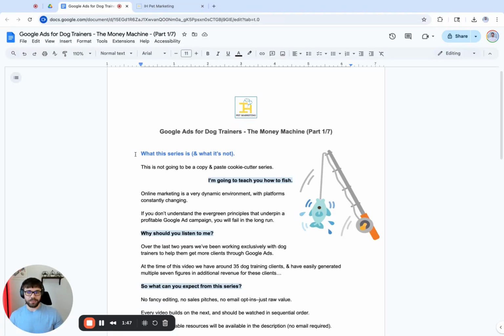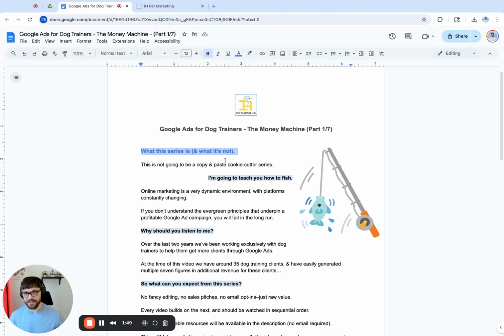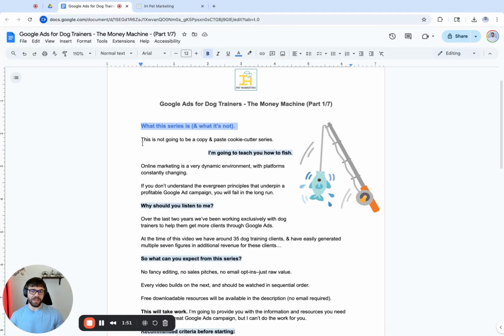With that said, let's go into what this series is and what it is not, right? This is not going to be one of those copy and paste cookie cutter series where I just give you all the texts and all the templates and say, oh, copy this, paste it, and go make some money. It might sound nice to you now to have something like that, but I promise if I were to do that, I'd be doing a massive disservice to you and setting you up for failure in the long run, unquestionably, right?